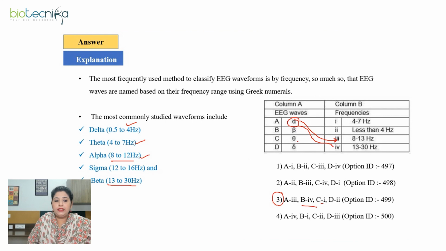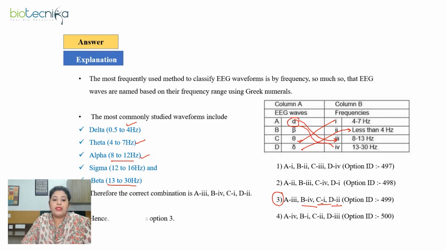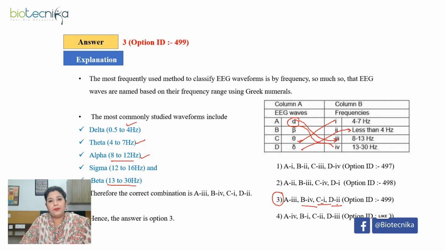Then if we see theta, it should be 4 to 7 hertz. So yes, C1 is given. And then when we talk about delta, it is 0.5 to 4 hertz, that is, we can say less than 4 hertz. So yes, D2 is given here in the option. So this means that the correct answer is option 3.